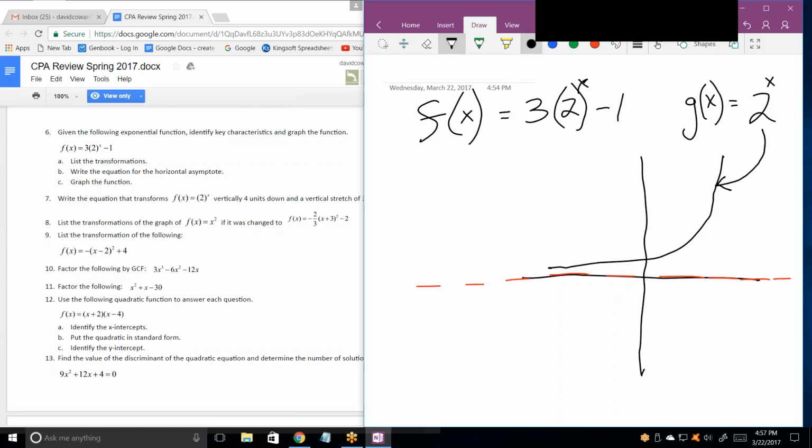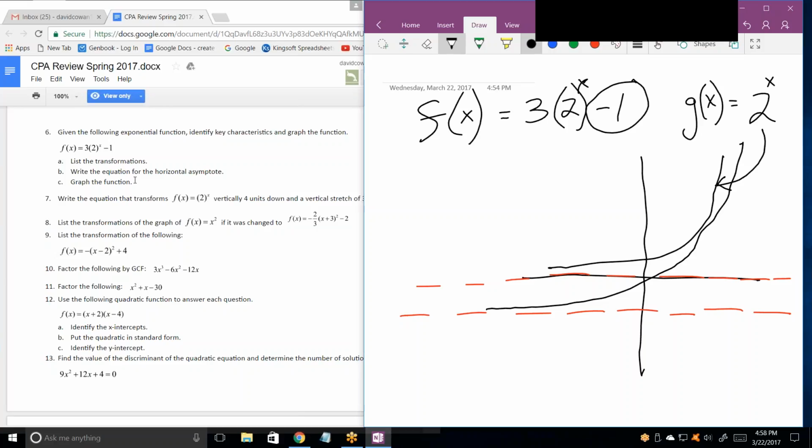Now, what happens to our horizontal asymptote when I make this vertical shift? It goes down by 1. Yeah. There's the new horizontal asymptote. And the new graph is going to now kind of look like this, based on the -1. Now I still have to apply the 3, which is a vertical stretch. In other words, we've answered A and B.